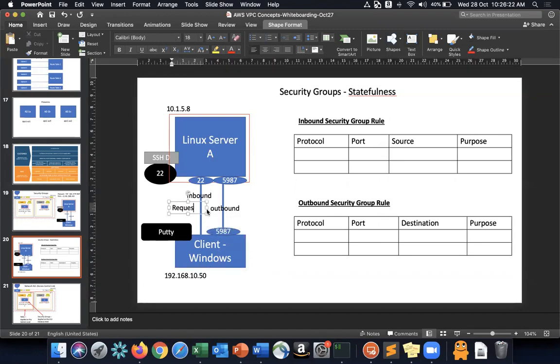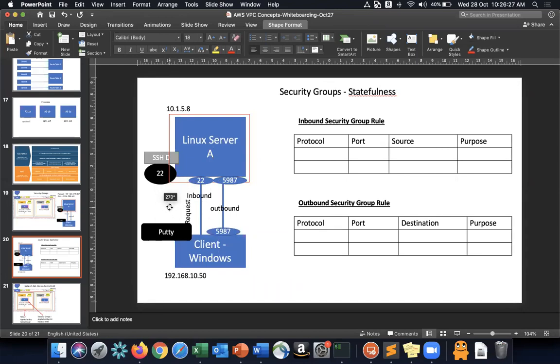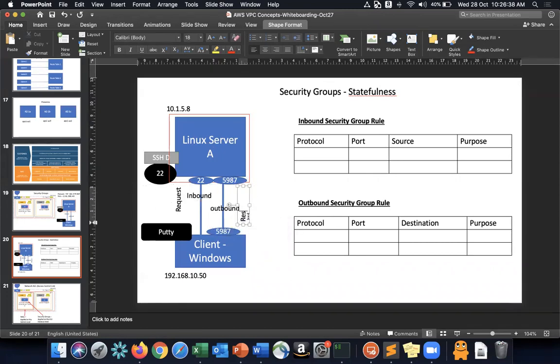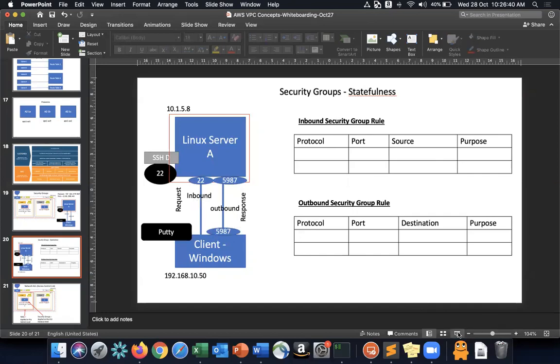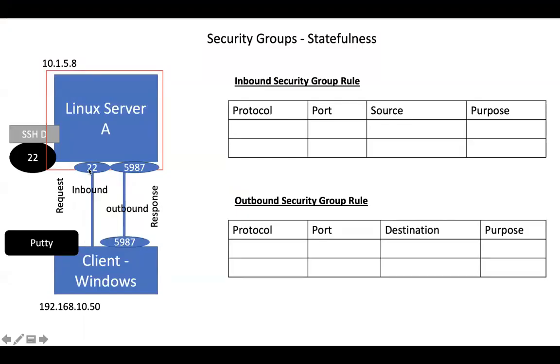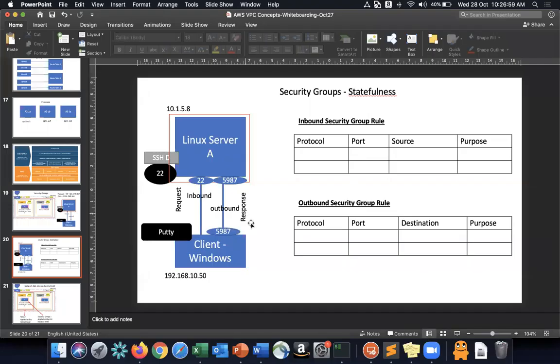This is request. Inbound is request, outbound is response. Okay, so now when the request comes on 22, the response is sent on some random port. But you don't know what that random port is that is allocated. That is decided during the TCP handshake process. That's the reason I'm asking you to read about the TCP handshake so that you understand these concepts very well, right?